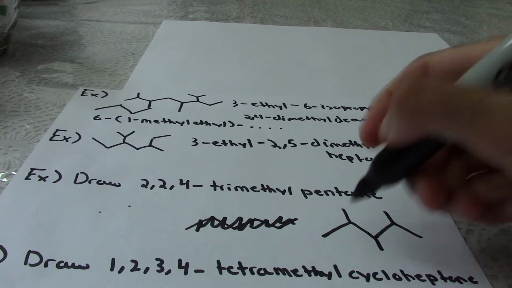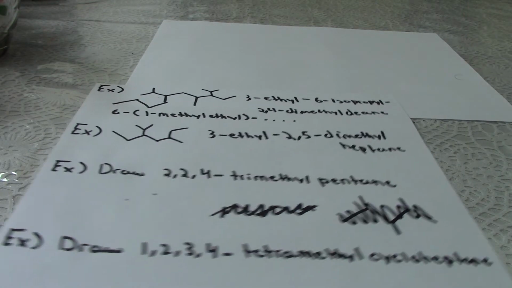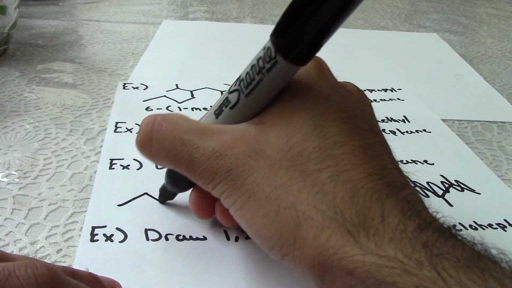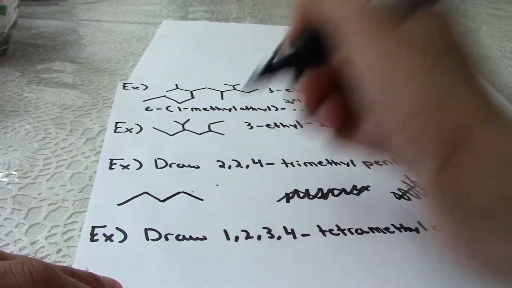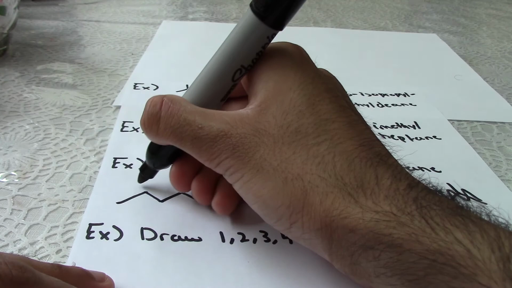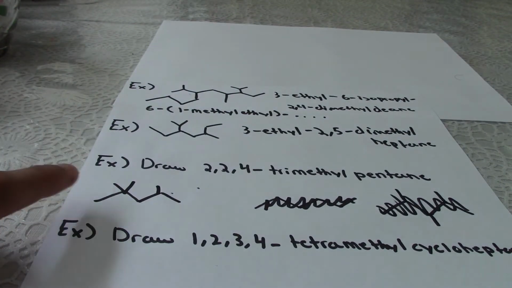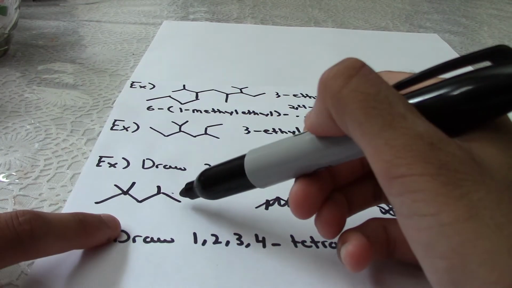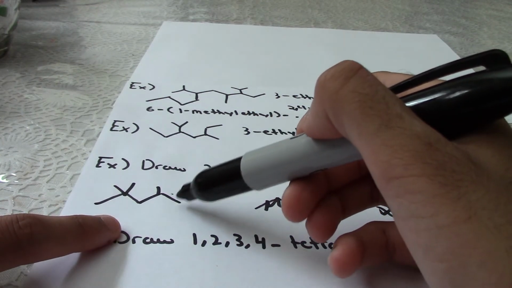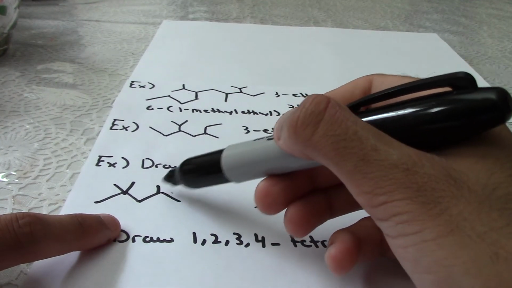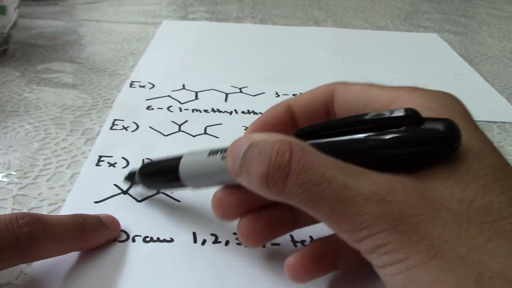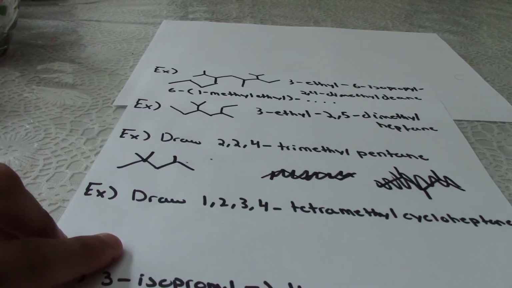Actually, no, I'm sorry, this is incorrect as well. 1, 2, 3, 4, 5. There are 2 methyl groups on 2, so 1, 2, and then a methyl group on 4. If you wanted to start numbering this way, it doesn't really matter. Then you'd have another branch here, and this would just be a single branch. So let's draw the next one.